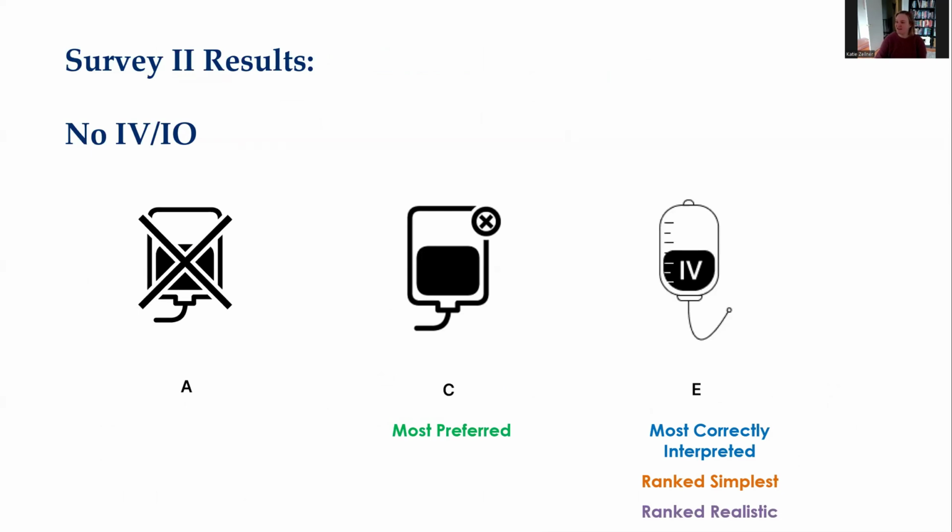The new IVIO icon, icon E, was correctly interpreted by over 80% of participants. But surprisingly to us, participants overwhelmingly preferred icon C from the first survey. Despite icon E's interpretability and realism, participants said that they preferred the fewer details and elements in the icon design.